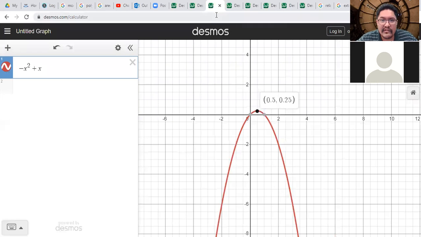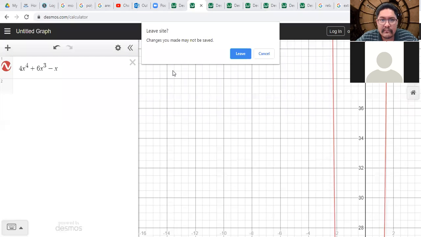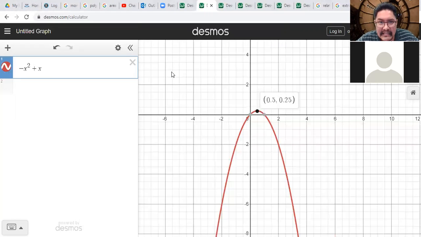All right, let's go ahead and move on to number 2. For number 2, I have my graph here, so that is negative x squared plus x. So we have a parabola opening down. If you remember, in this case we have a leading coefficient that is negative. When you have a leading coefficient that is negative, in parabola terms, that means your parabola is going to open downwards.